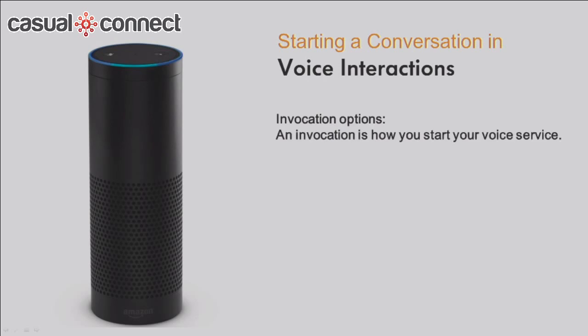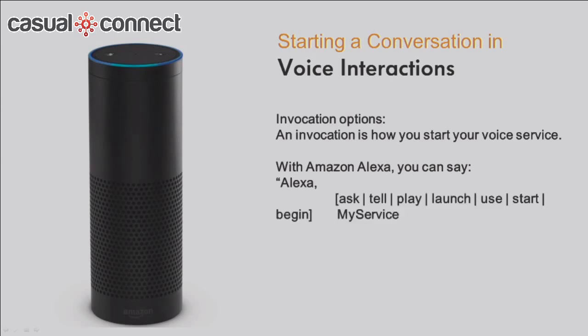Now, there are a handful of ways that you can invoke your voice service. With the Amazon Alexa device, the first thing you need to say is the wake word, Alexa, to make sure that the endpoint is actually listening to you. Okay, now it's game time. What do you want it to do? Do you want it to ask your service to do something? Tell your service to do something. Use your service to do something, or start your service and then do something.